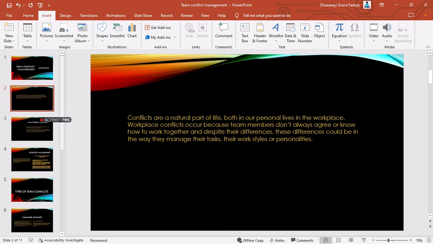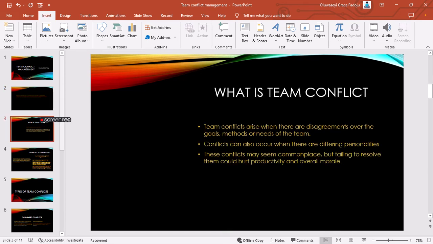Conflict happens when your perception about something as a team member is different from the perception of other team members. Then if you're not easy with managing it, it can actually burst into something more than just talk, which can actually be a quarrel. What is team conflict?